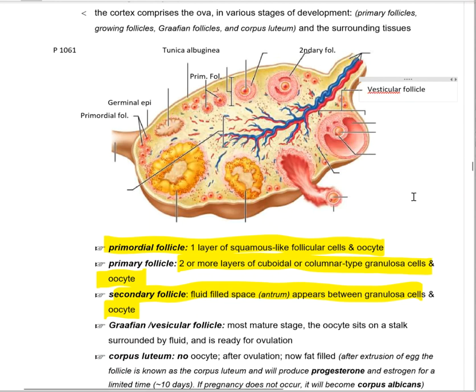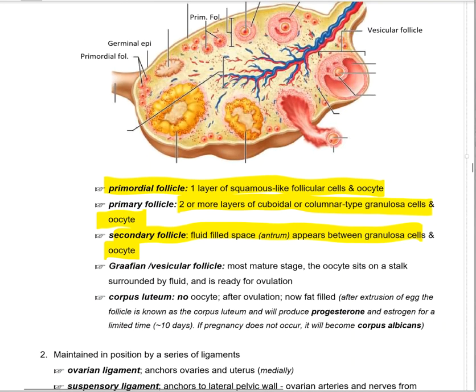Oops, I spelled it wrong. There we go, vesicular follicle. And this is the most mature stage, as it says here. The oocyte sits on a stalk surrounded by fluid and is ready for ovulation.